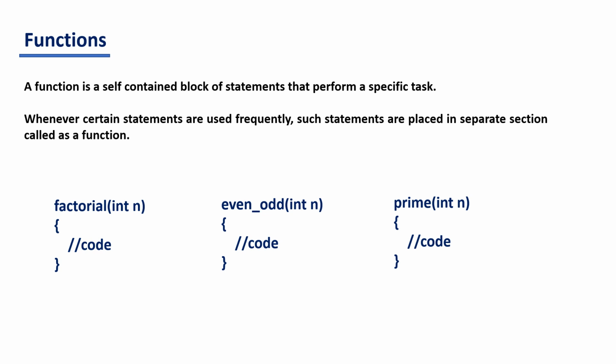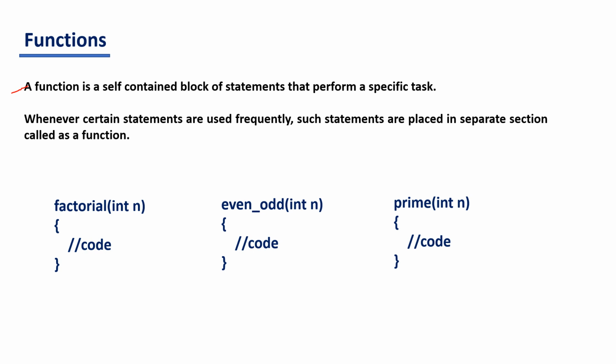In this video, we learn about functions in C language. A function is a self-contained block of statements that perform a specific task. Whenever certain statements are used frequently, such statements are placed in a separate section called a function. Now we see the first definition.